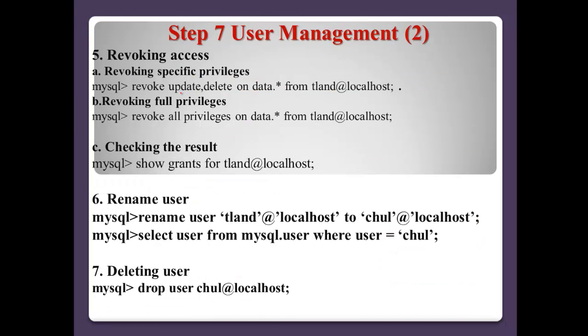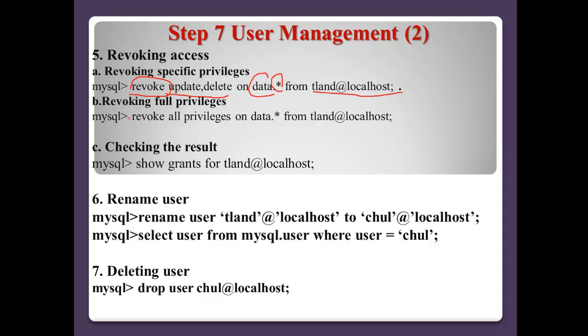Number 5, revoking access. Even if we grant all the privileges to the user on a specific database or tables, sometimes we can cancel these privileges. In this case, we can use this command, revoke. Revoke, and here we can write the exact privileges, for example update, delete on data.*, the database name, star meaning all tables. So on all tables in the database data, we can cancel update and delete from this user.